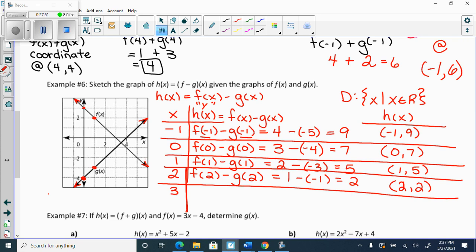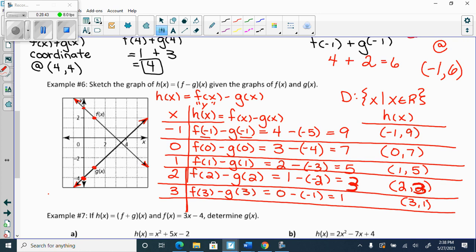If I do 3, f of 3 minus g of 3. F of 3 is 0, g of 3 is -1. So it's 0 minus -1, which is 1. So my new coordinate's at 3 and 1. Something is wrong. It shouldn't be 2 and 2. What did you do here? This should be a 3. Yeah, it's a 3. 2 is 1, and then -2, which is 3. Done. And 1 and -2. And this one's at 0 and -1. There we go. Which is 1.